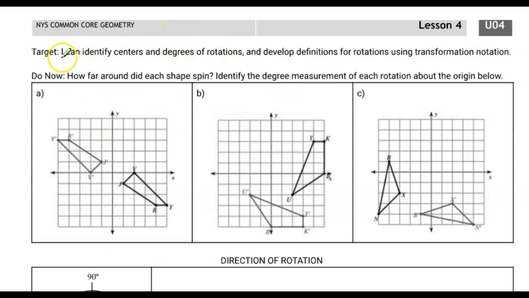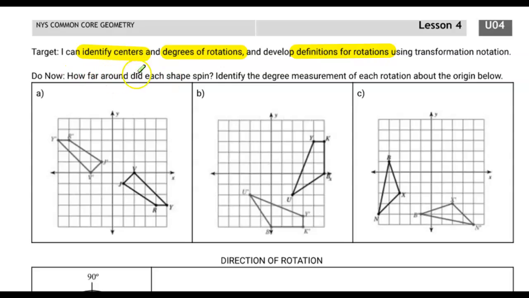at the learning target. The target is that we're going to be identifying centers of rotation and also degrees of rotation. Those are the two main pieces of information that we can identify for a rotation: where it's centered and how much it's spun around. And we're also going to be developing definitions for rotations using transformation notation. So those definitions are going to be kind of like the other notations that we've used. Remember that for translations, we use the big capital T, and with reflections, we used a lowercase r. For rotations, we're going to be using an uppercase R.